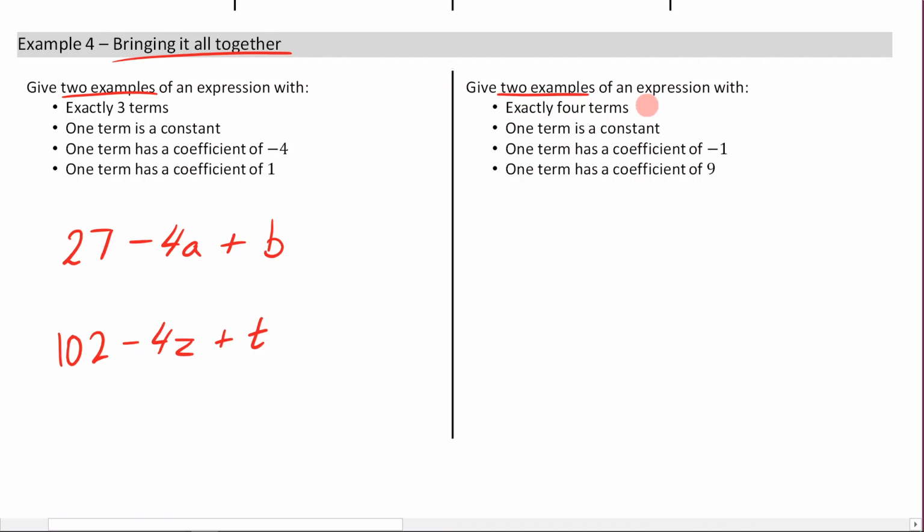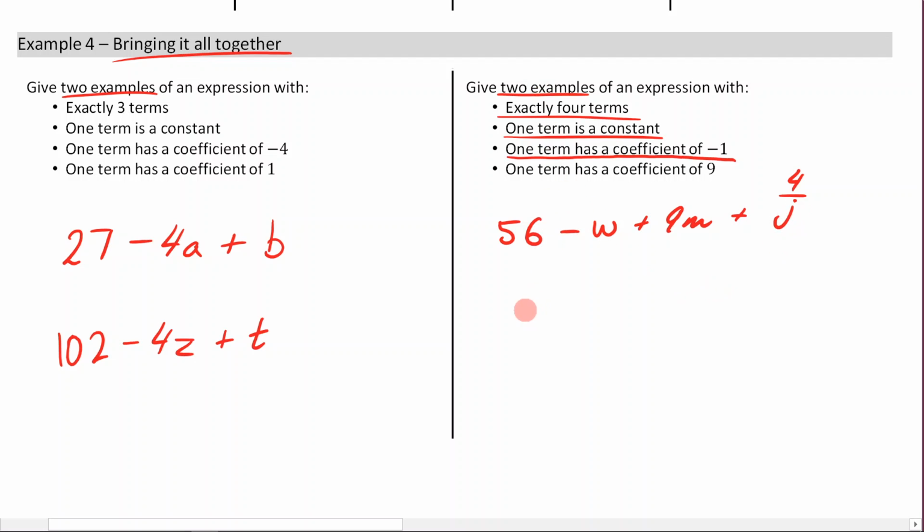Again, 2 examples of an expression with exactly 4 terms. One term is a constant. Well, if one term is going to be a constant, let's make it 56. One term has a coefficient of -1. What that's going to look like is this, negative w. So remember, if it has a coefficient of 1, you don't put any number in front of it. And because it's -1, there has to be a negative sign there, or minus sign. And one term has a coefficient of 9, so let's make that 9m. And it says it has to have exactly 4 terms, so I'm going to have to add another term here. Let's make it, I don't know, 4 over j.